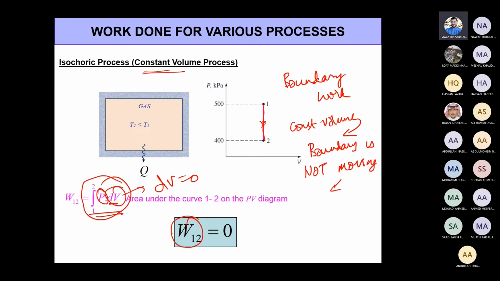So these are the two processes that we looked at. Any questions up to this point before we move ahead? Okay, no questions, then let's continue.